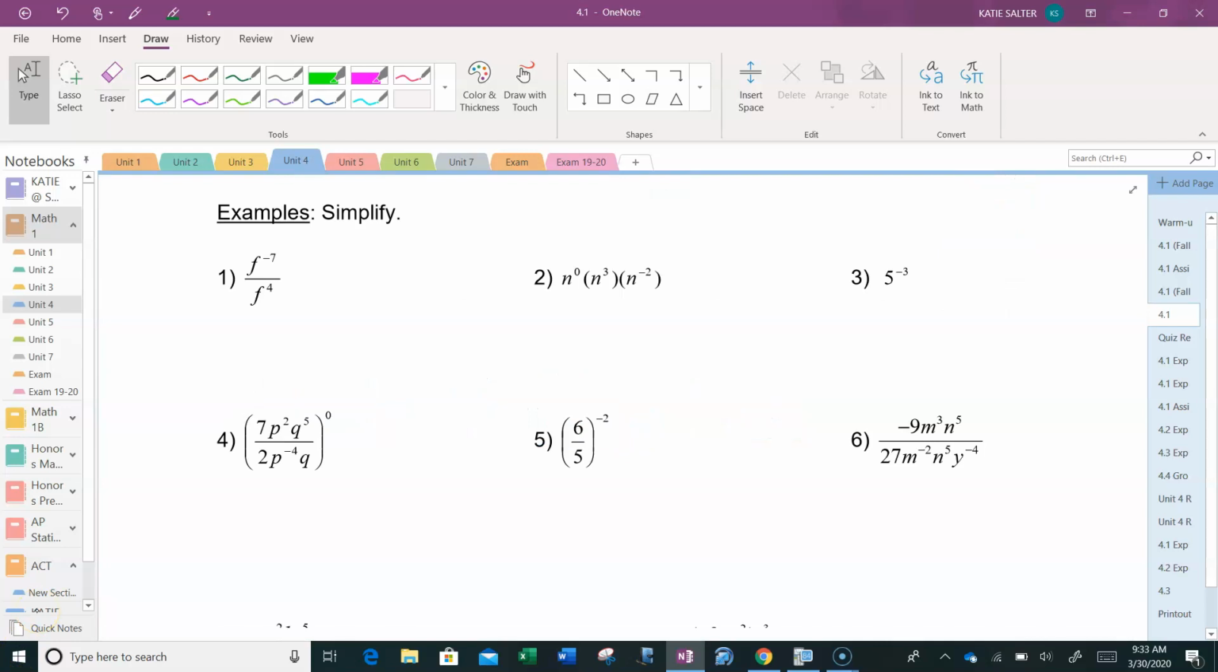Okay, I would like for you to write these problems down on a sheet of paper. And once you've written them down, just pause the video so you can write them down. Try them, and then turn the video back on so we can see if you're doing them correctly.